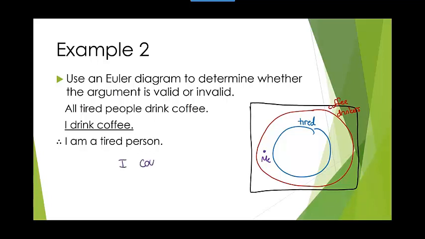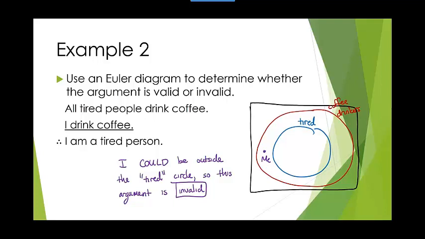So I could be outside the tired circle. It is not guaranteed that I'm a tired person. In other words, I might be the kind of person that drinks coffee just because I like the taste, not necessarily because I'm tired. And so that means that this argument is invalid. So we put the dot in the place that illustrated how the conclusion might be false. Put it in the donut ring.